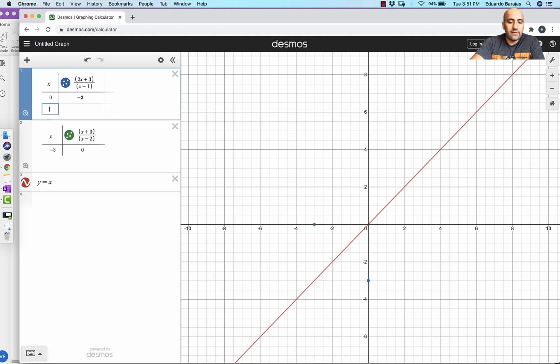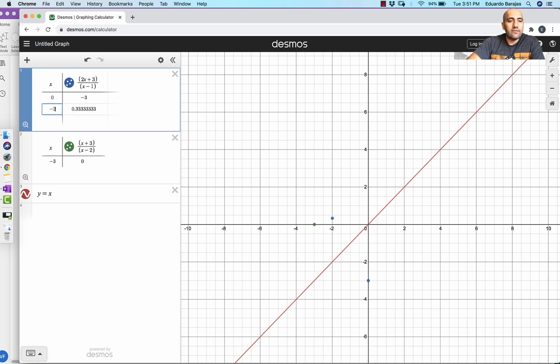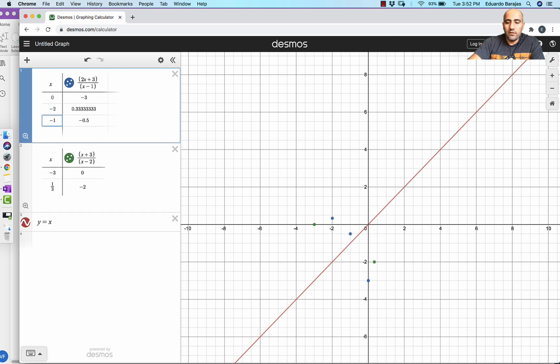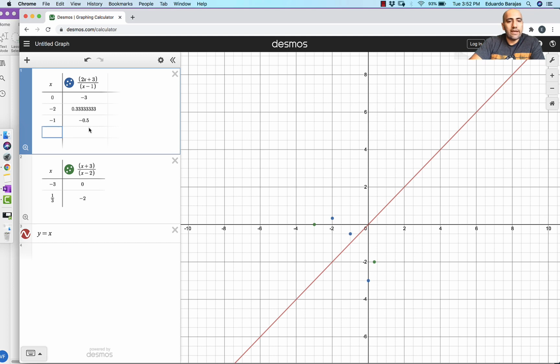How about negative 2? Negative 2 leads to 0.333. Okay, that's 1/3. So let's put 1/3 over here. 1 divided by 3 leads to negative 2. Okay, so I have a couple more points. How about negative 1? Negative 1 leads to negative 1/2. Notice that positive 1 is not valid. It's not in the domain of this function because otherwise we'd be dividing by 0. So 1's not in there.